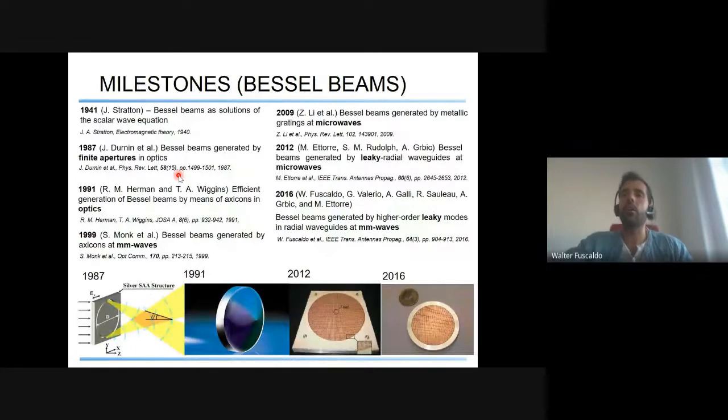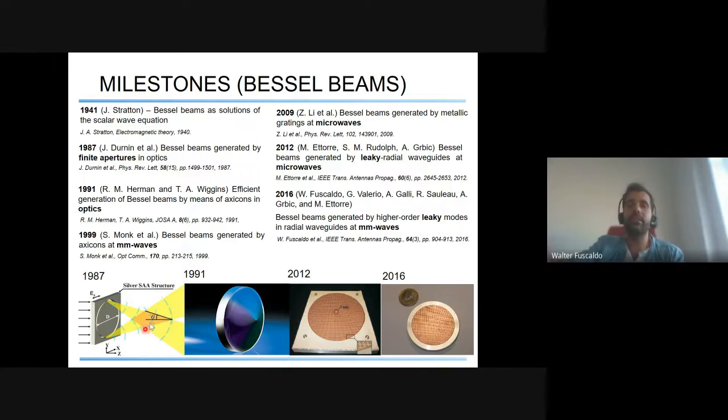So I think I can first mention the historical development of Bessel beams, just to give you an idea of the various kinds of devices that have been proposed over the years. Basically, the first realization of a Bessel beam occurred in the optical range with this device shown in the bottom left corner, an annular slit in a metallic plate. And this was the first experimental evidence of Bessel beam generation at optical frequencies.